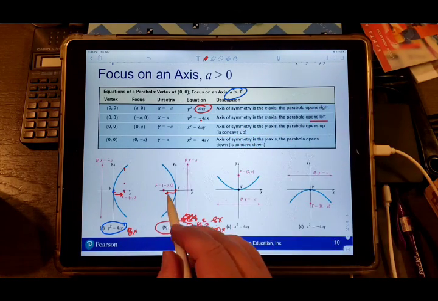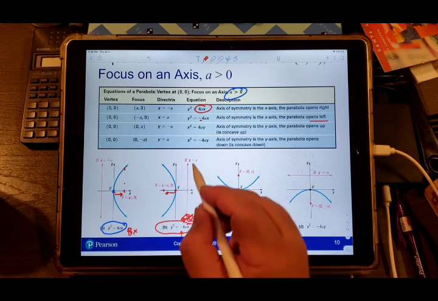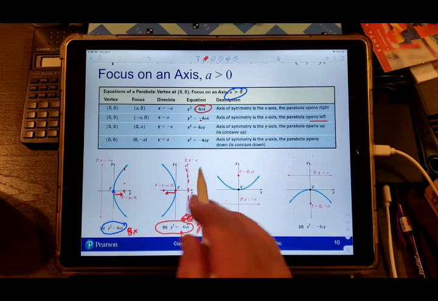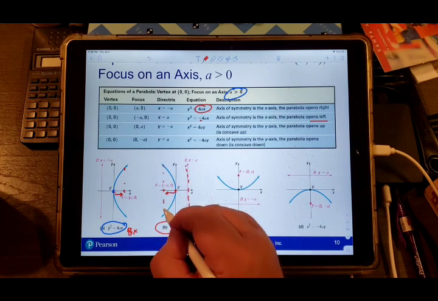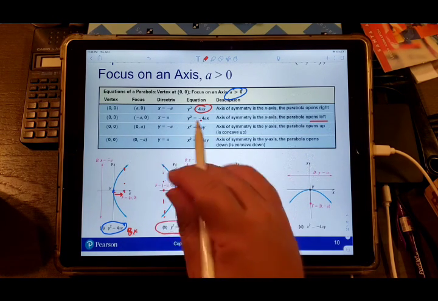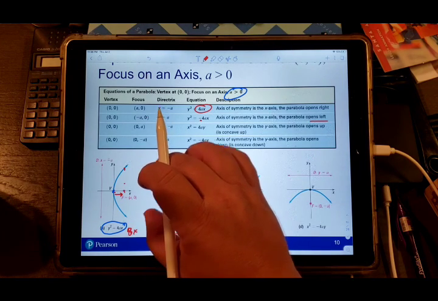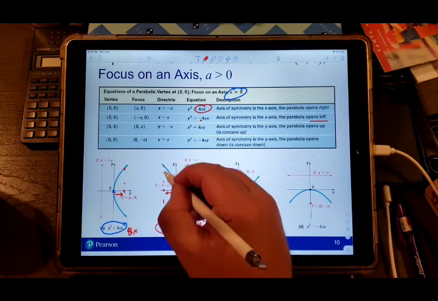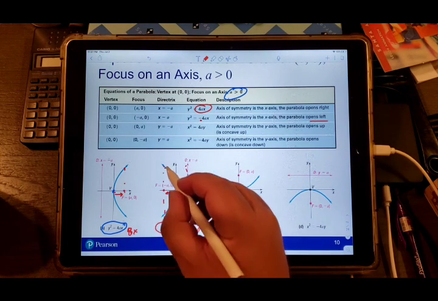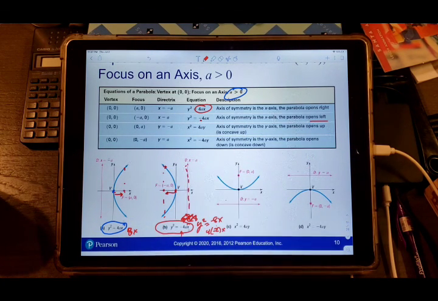All right. Well, if it opens to the left, what happens? The directrix goes to the other side of the vertex. You still go 4 times as much total, but twice whatever A is. You go 2A this way and 2A this way. Gives you more points. You get that.